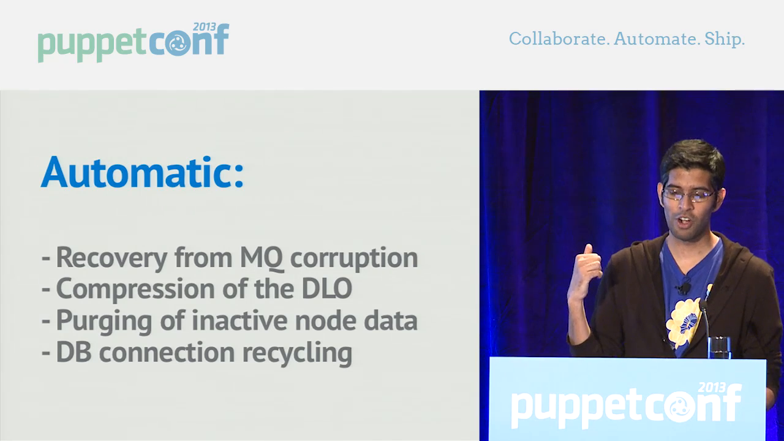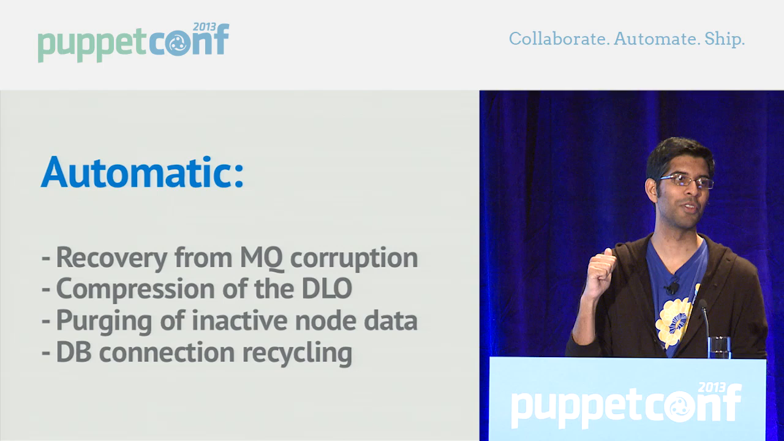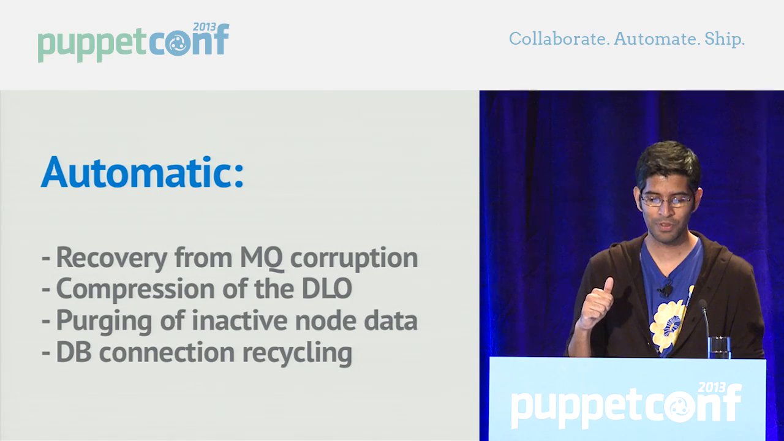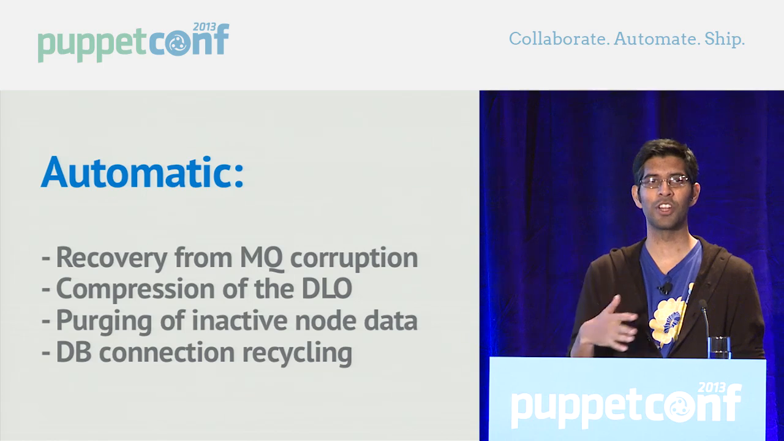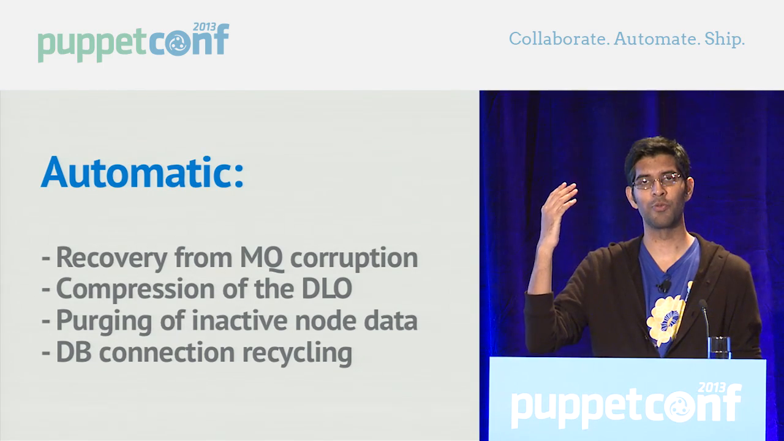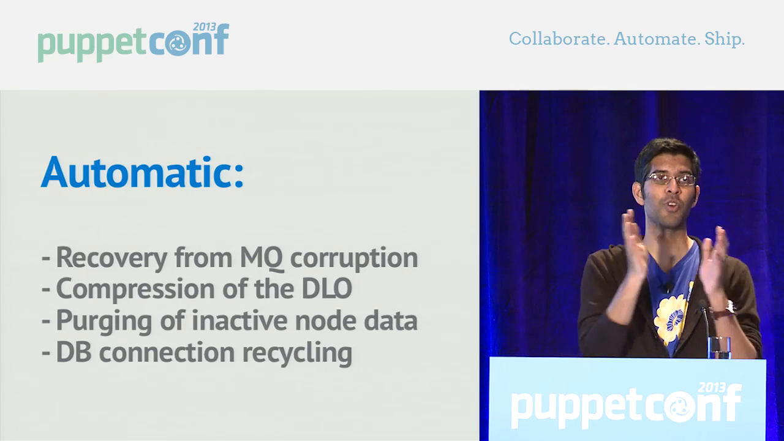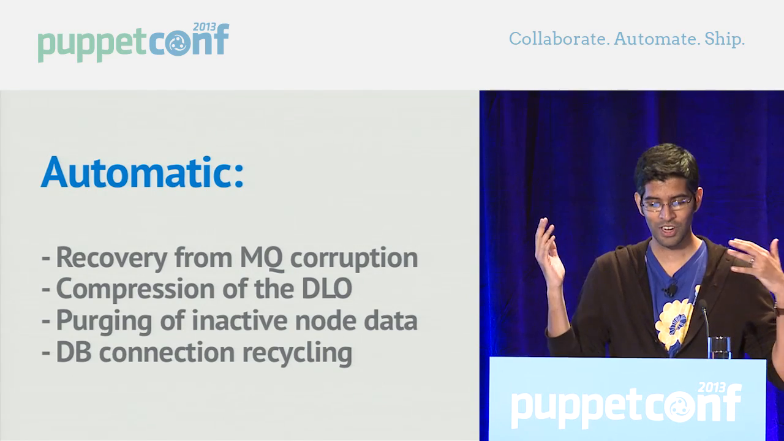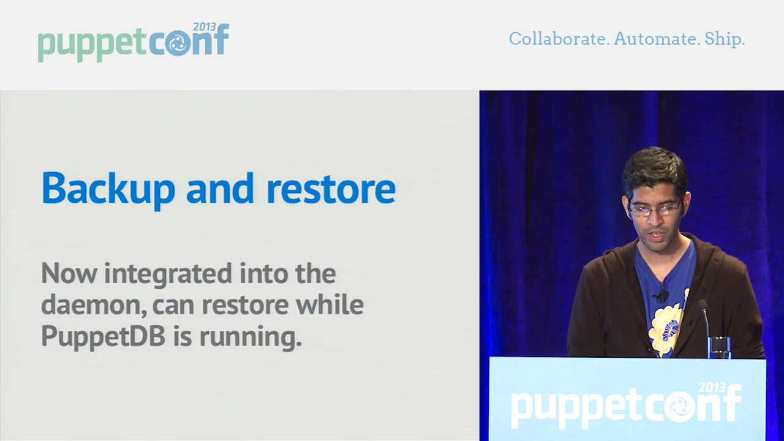Anything that goes into the dead letter office is now automatically compressed. We can now automatically purge information from the database about nodes that are no longer active. We can also automatically recycle connections to a database, in case you're running your database connections through a load balancer where you want to round robin new connections. It leaves persistent connections alone, but sends a new one to a different part of a database cluster. That's really useful. That was contributed by Chuck Schweitzer from State Farm.